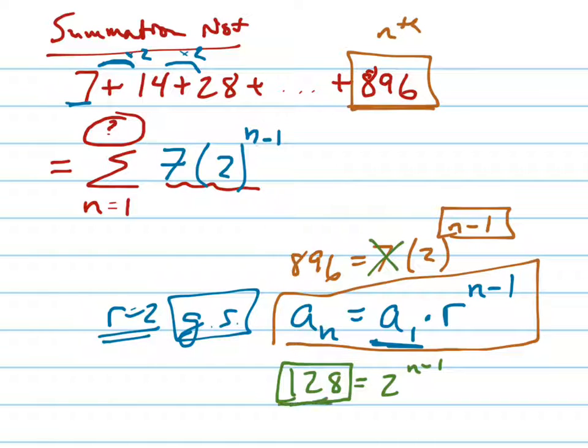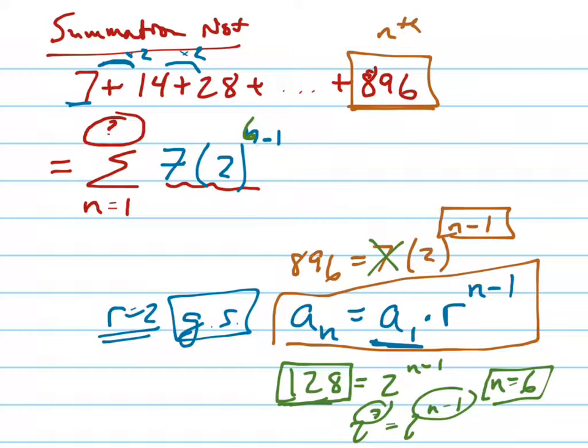What's 128? 8 is 2 to the 3rd, so 64 is 2 to the 6th, so is that 2 to the 7th? 2 to the 7th, I think, is what that is. So 2 to the 7th equals 2 to the n minus 1, so 7 equals n minus 1. What does n equal? n equals 6. Let's just test that to make sure we're right. What's 2 to the 6th power?